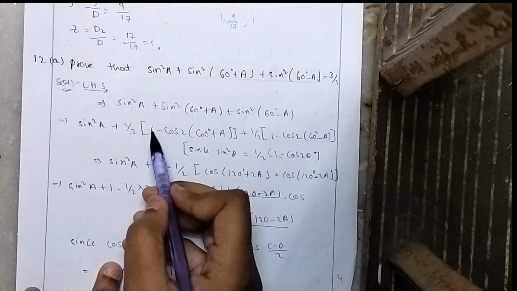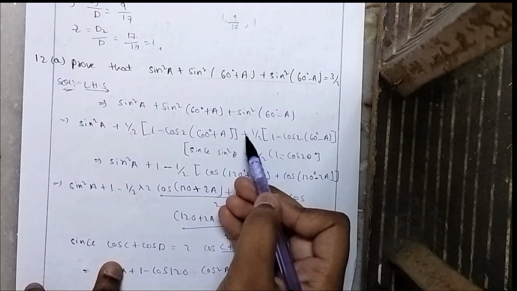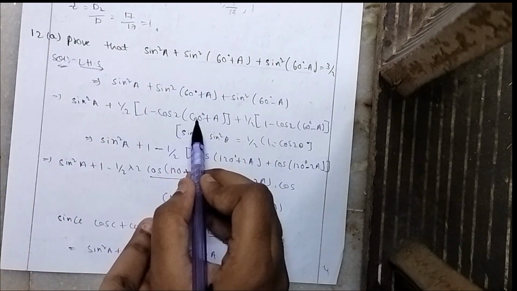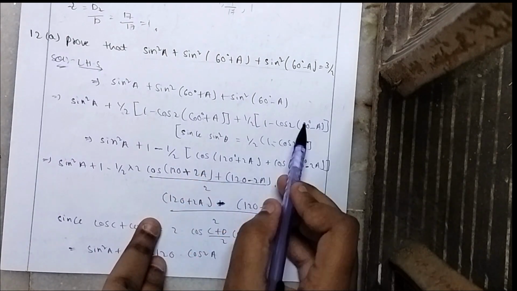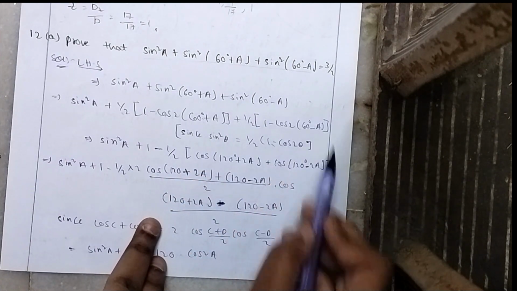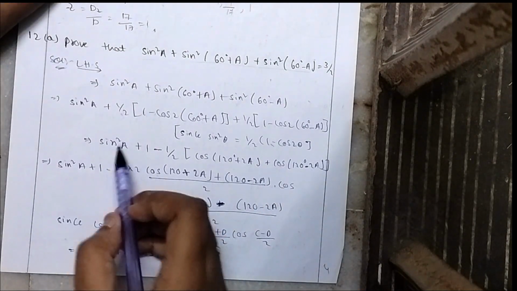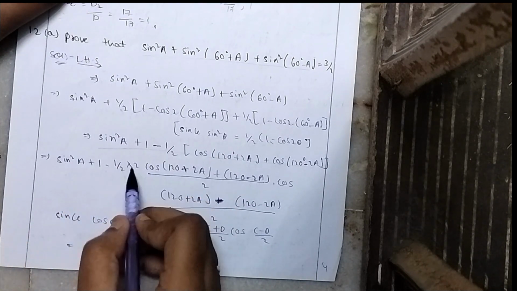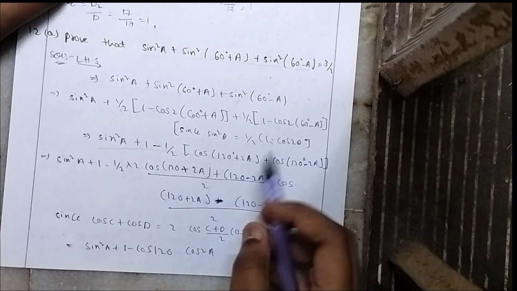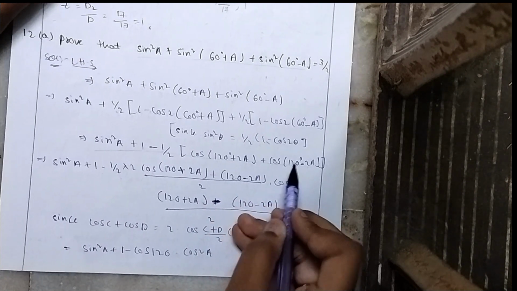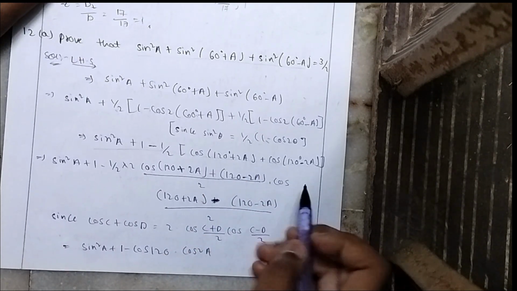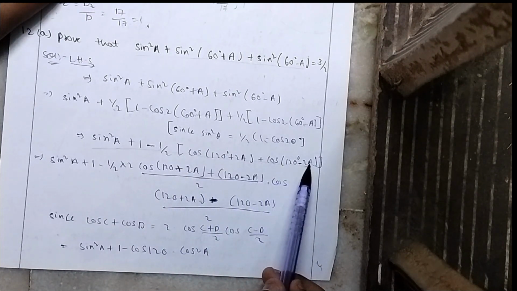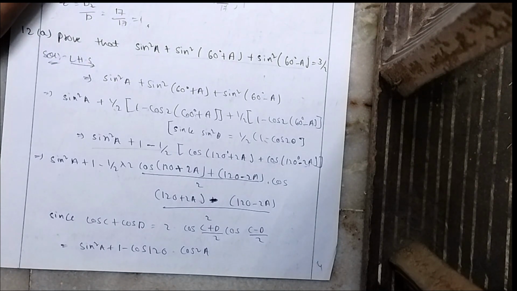So half into 1 minus cos 2 into 60 plus A, plus half into 1 minus cos 2 into 60 minus A. So 2 into 60 is 120, 2 into A is 2A, 2 into 60 is 120, minus of 2 into A is minus 2A. So we got the expression like this. Now solving this one, sin square A plus 1 minus half into 2 cos... the formula is cos C plus cos D, formula is 2 cos (C plus D) by 2 into cos (C minus D) by 2.